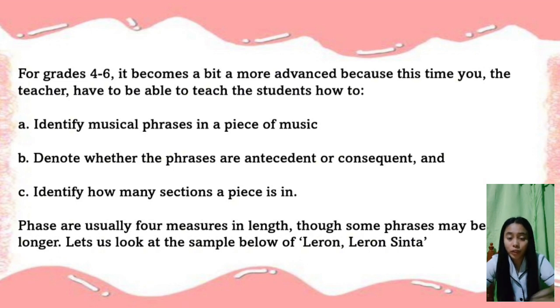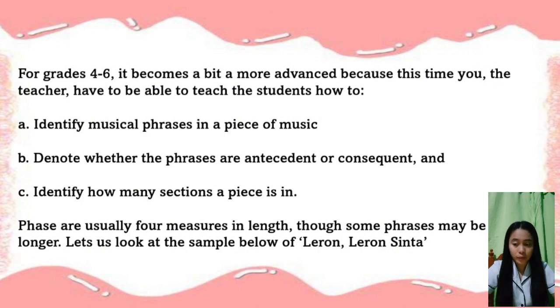So for example, the song Twinkle Twinkle. The musical phrase 1 is Twinkle Twinkle Little Star, and the musical phrase 2 is How I Wonder What You Are. Ganyan. So for letter B, denote whether the phrases are antecedent or consequent. When you say antecedent, ito yung nagpapakita ng idea or pahayag. When you say consequent, ito naman ay nagpapalakas or nagpapalawak.